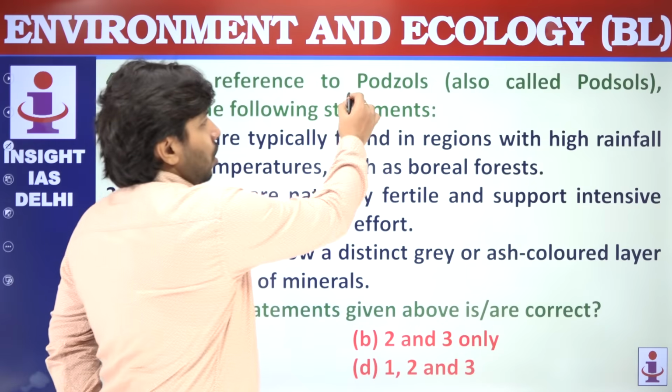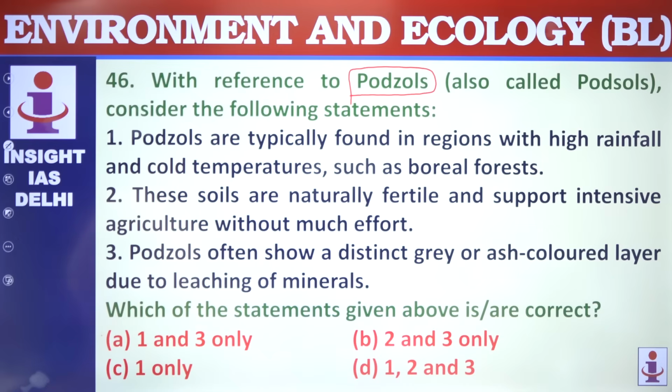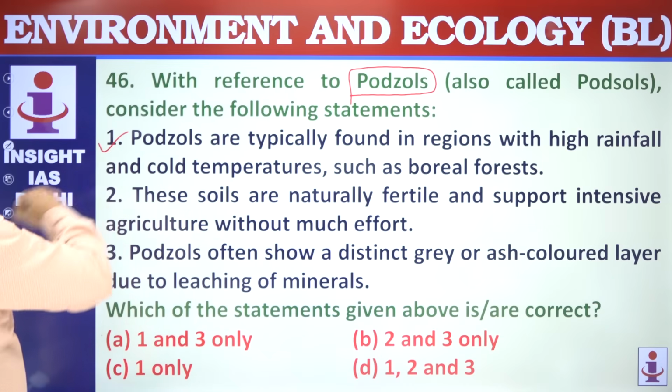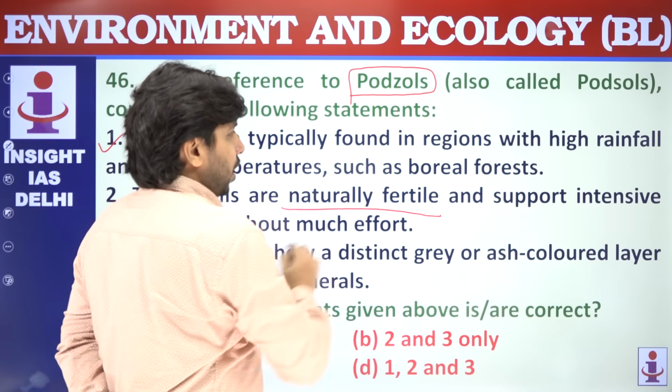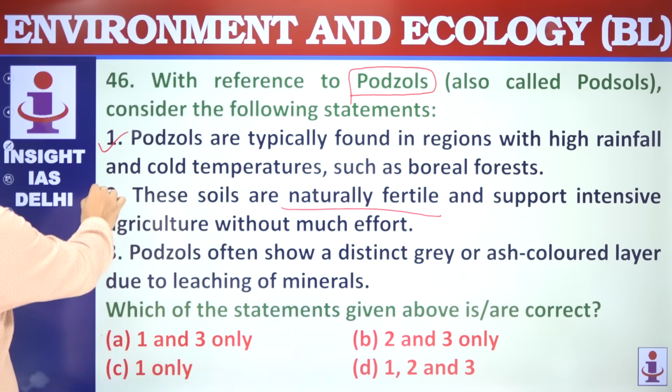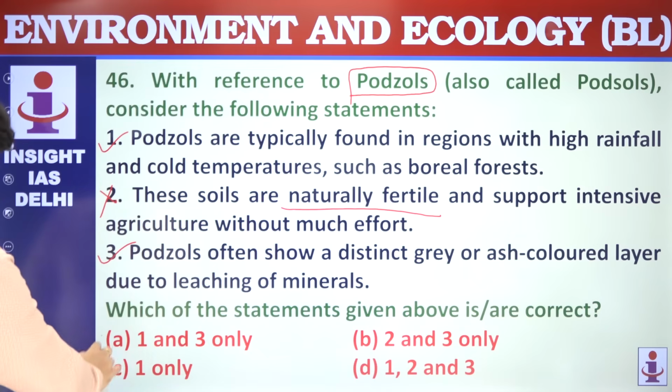Podzols. Question on podzols. Typically found in regions with high rainfall and cold temperatures. Statement 1 is correct. Naturally fertile. Podzols are not naturally fertile. Statement 2 is not correct. Often show a distinct grey or ash colored layer. Statement 3 is correct. 1 and 3, option A is your correct answer.